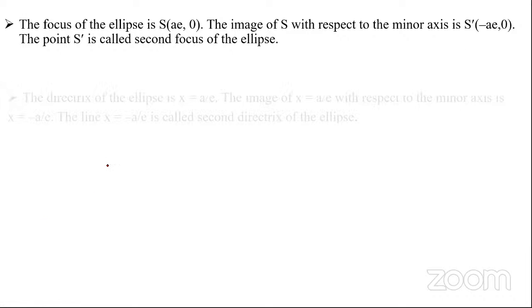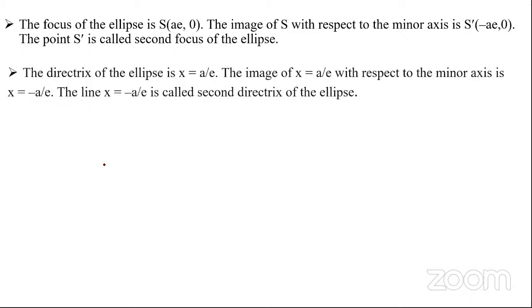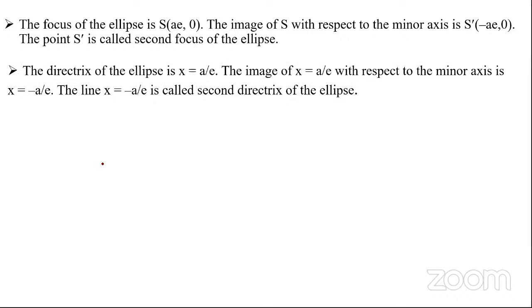The directrix of the ellipse is nothing but x equal to a by e, what we proved in the standard form. The image of x equal to a by e with respect to the minor axis, that is the y-axis, is x equal to minus a. Similarly, in the above figure, the line x equal to minus a is called the second directrix of the ellipse.